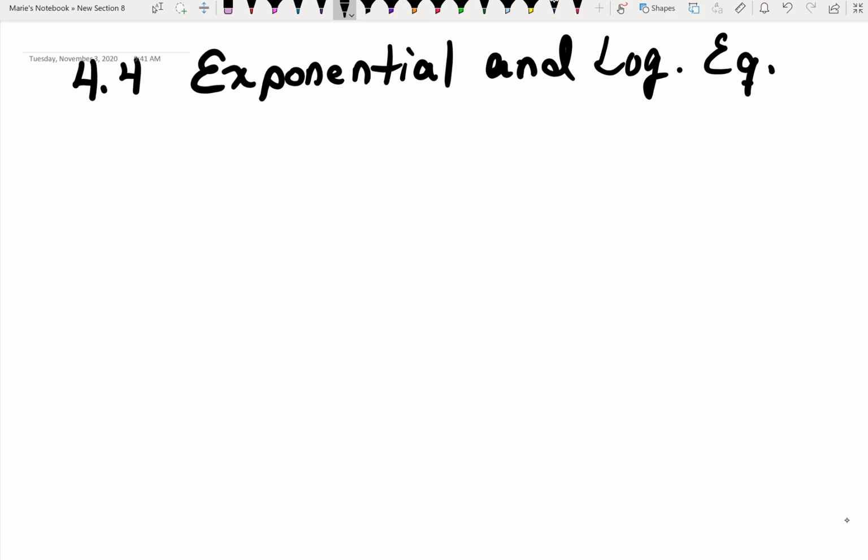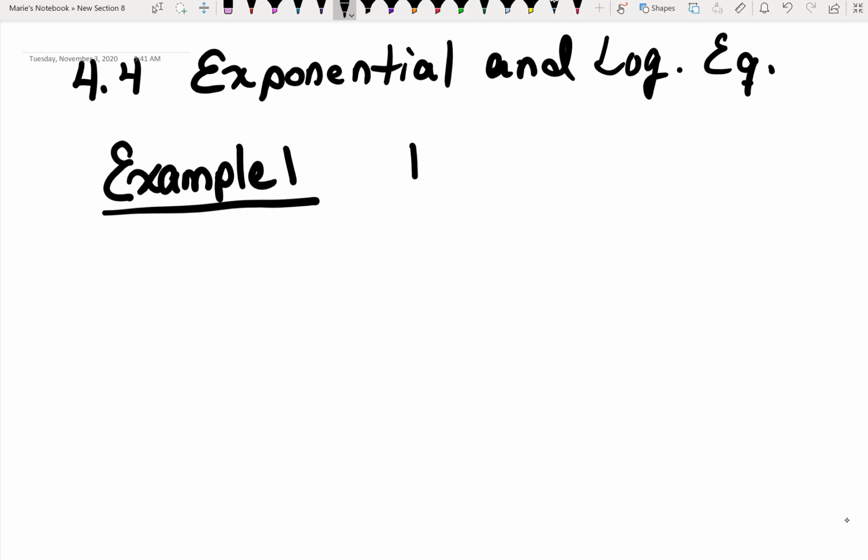So the first example, example 1, talks about how we can make the exponent equivalent should we have the same base. So as an example, if I have b to the m power, and this is equal to b to the n power, then by default, m is equal to n.